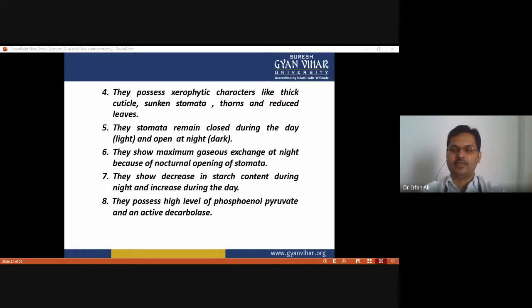That's why during the night time starch is consumed, and during the daytime the Calvin cycle proceeds.